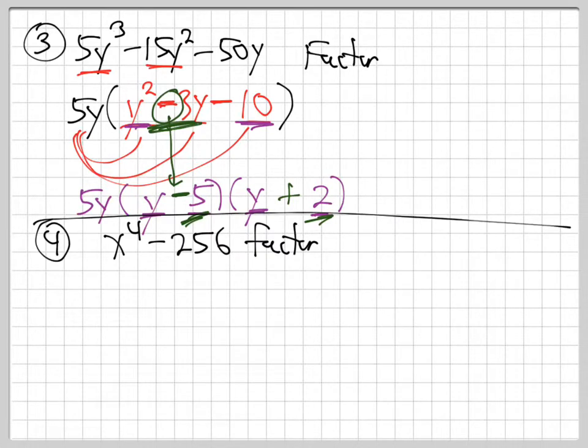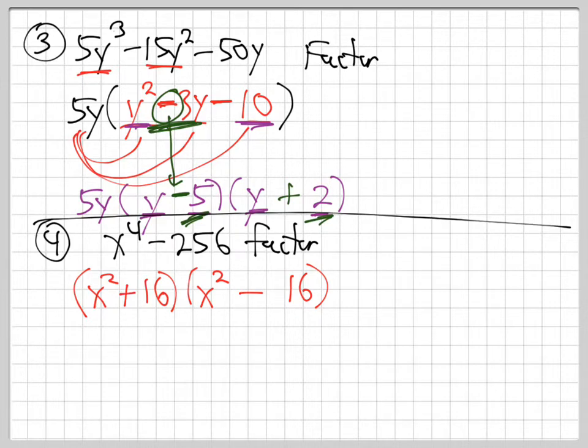256, you know what would help? Well, you see the 16s in the answers, huh? So you're probably thinking, oh, is it 16 times 16? And it is, isn't it? You just check it on your calculator. 16 times 16 is 256. But what do you have to have to make a negative 256? One plus, one minus, right? And x squared times x squared makes the x to the 4th.